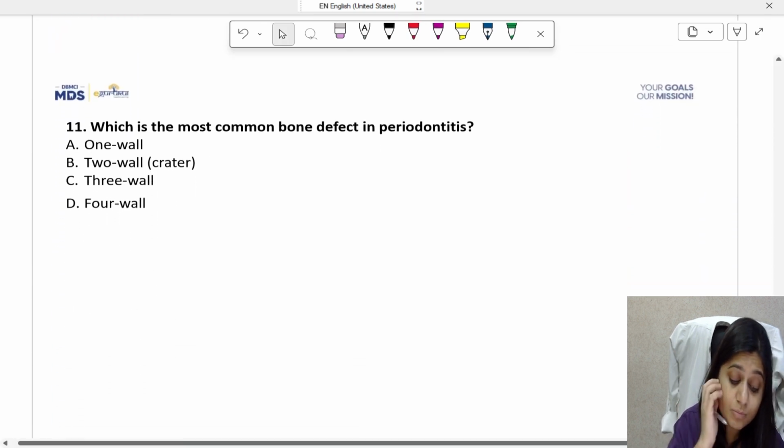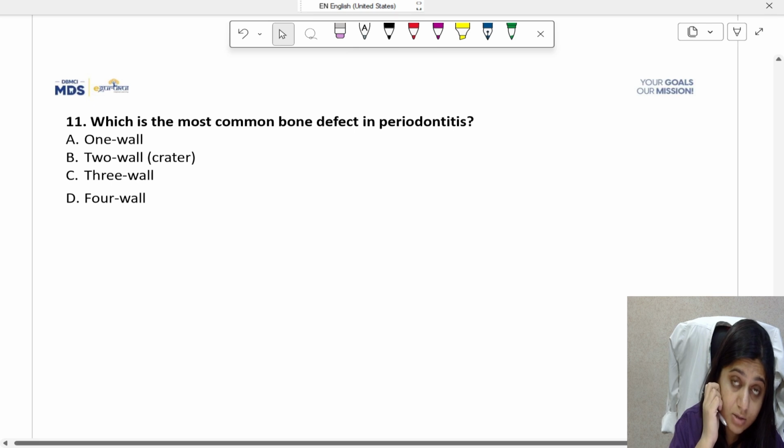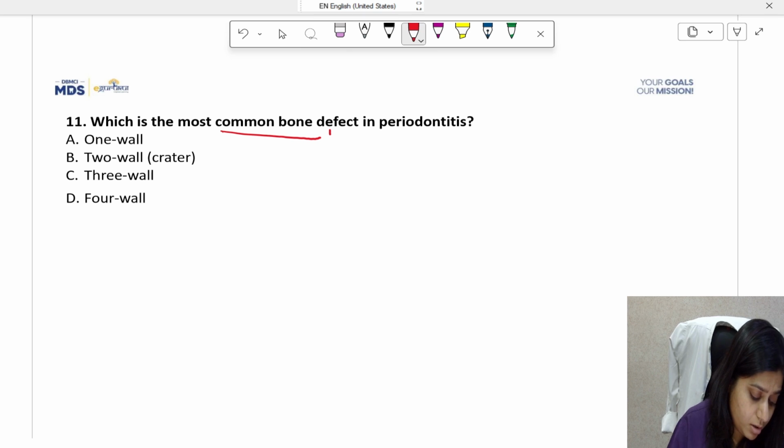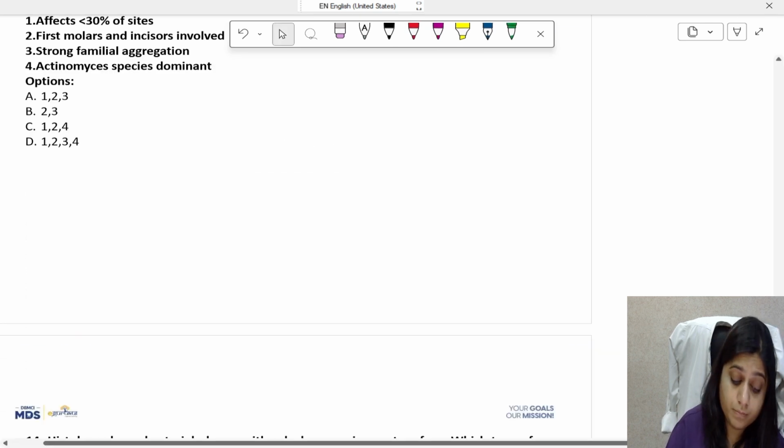Now the next question, which is the most common bone defect in periodontitis? Options are A, one-wall defect, B, two-wall defect, C, three-wall defect, D, four-wall defect. The most common bone defect in periodontitis is a two-wall defect, which is a crater. Craters are the most common type of defects which you will see in periodontitis. So the answer to this question is option B.